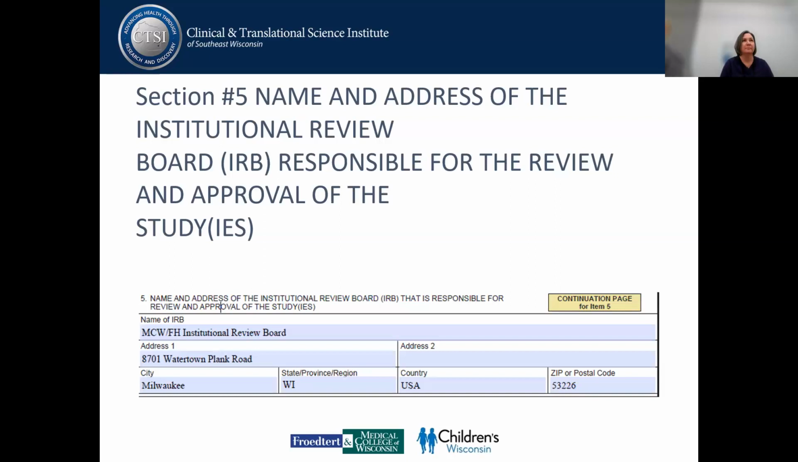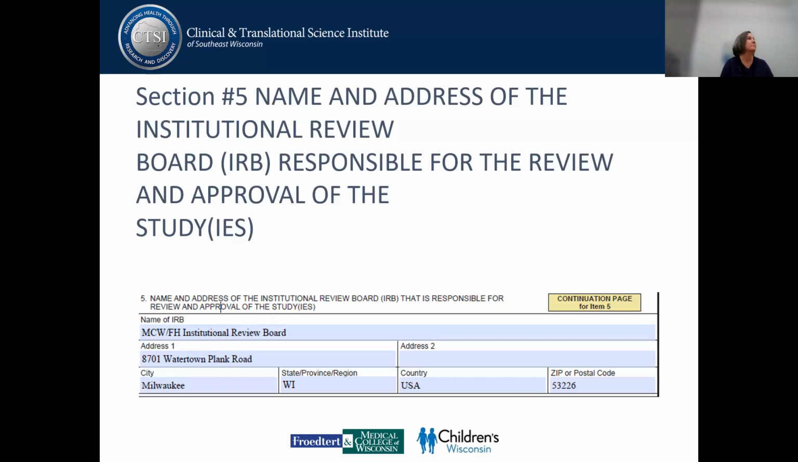The next section is section number 5, the name and the address of the institutional review board responsible for review and approval of the study. The address shown here is for if it's using the local IRB, MCW Froedtert Institutional Review Board. If it is a central IRB, maybe a commercial IRB, or if it's relying on a coordinating institution as the single IRB for a study, you should actually use both institutional review boards. Just that MCW Froedtert Hospital IRB, as well as that other central IRB or other coordinating institution's IRB.